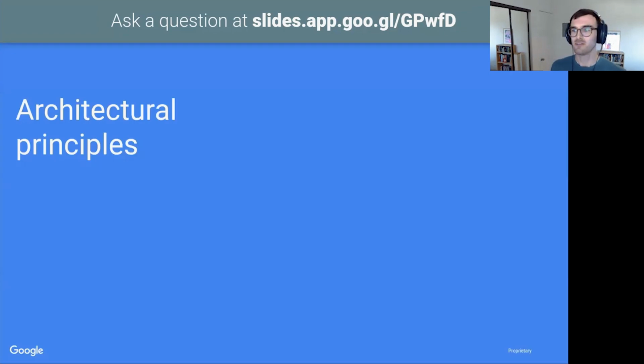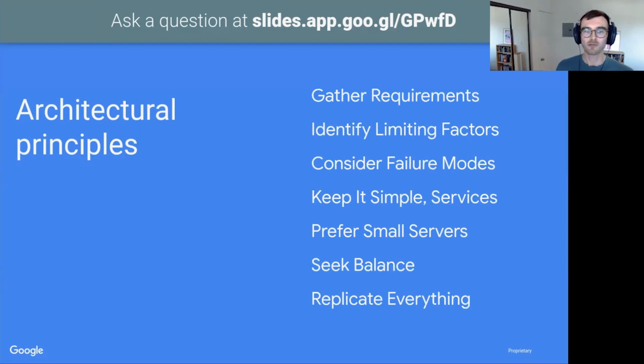So first, we're going to talk about some architectural principles. We'll go over a key part of any design process, especially system design, and very important in interview questions: requirements gathering. As part of requirements gathering, we'll talk about identifying the limiting factors of the system and the ways that the system could fail. And then some principles: keeping it simple, talking about state and replication.